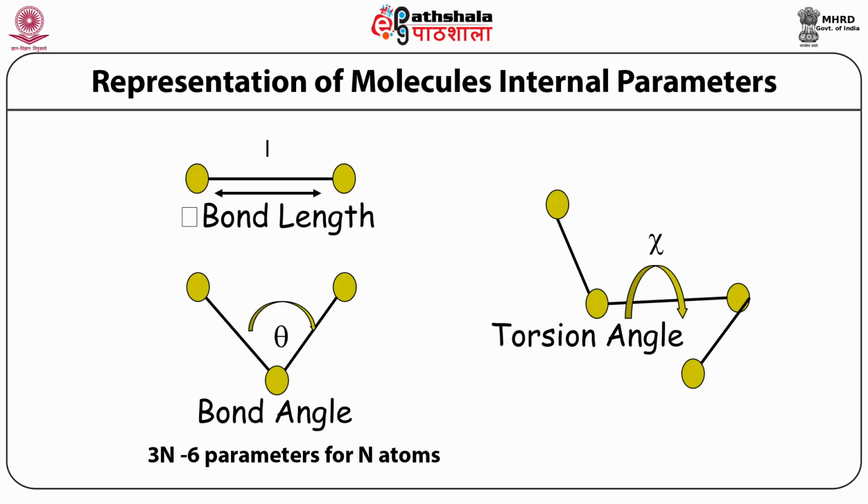So in such cases, 3n minus 6 parameters suffice. Although I must say that if we are looking at, let's say, the interactions between two molecules, in such situations, all the 3n parameters for each molecule will be required. So you cannot ignore those 6 parameters.